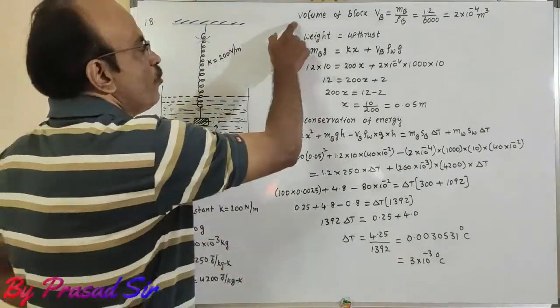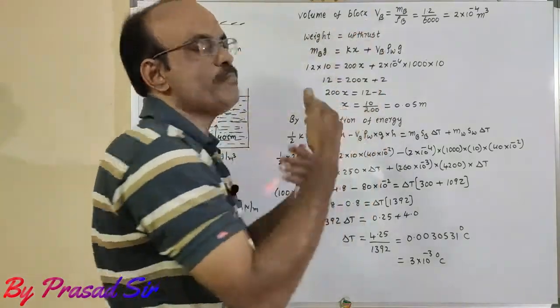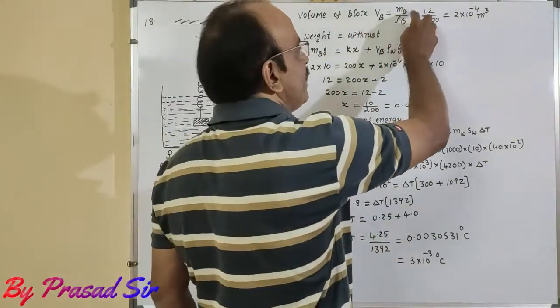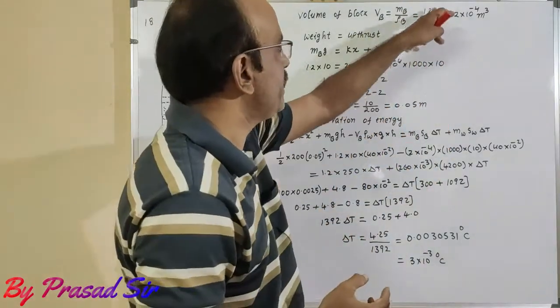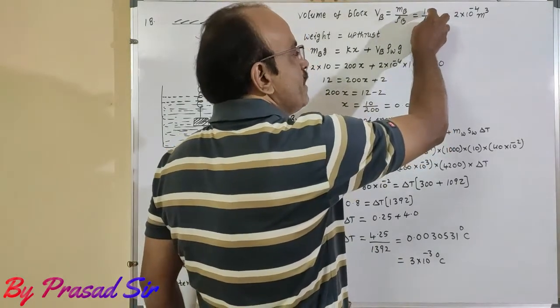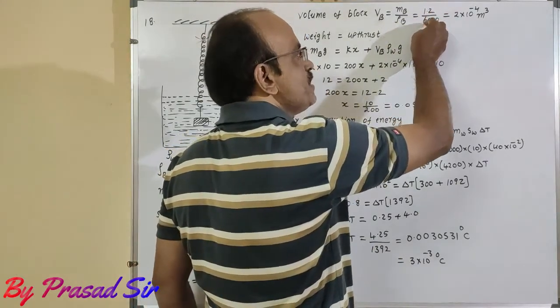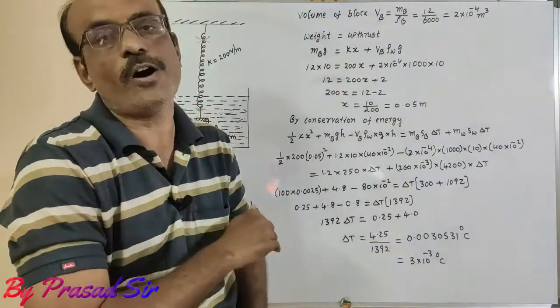So first of all, we want to calculate the volume of the block. The volume of the block is equal to mass divided by density. The mass of the block is 1.2, the density of the block is given as 6000, and dividing 1.2 by 6000, that is 12 divided by 60,000, which gives 2 × 10⁻⁴ m³. That is the volume of the block we got.